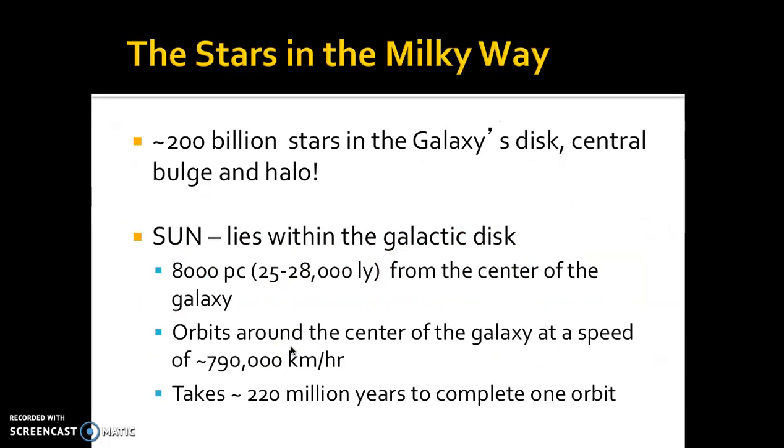All right, so there's about 200 billion stars in the Milky Way galaxy, central bulge, and the halo. There's a lot of stars in our galaxy. And our sun lies within that galactic disk about 25 to 28,000 light years from the center. Now we orbit around the center of our galaxy, and we're whizzing through the galaxy at a speed of about 800,000 kilometers per hour. This means that it takes our solar system, our sun, about 200 million years to complete one orbit around the center of our Milky Way galaxy. It takes a while, although we are booking it.